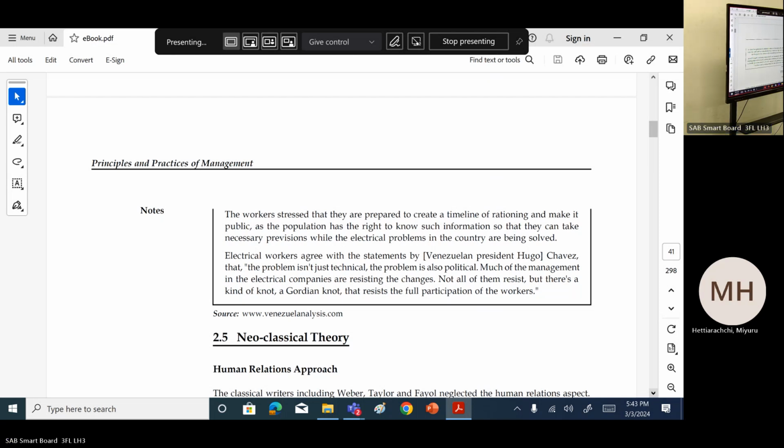Including, within bracket, no? Expectations of electrical workers and employees. The sentence is complete.